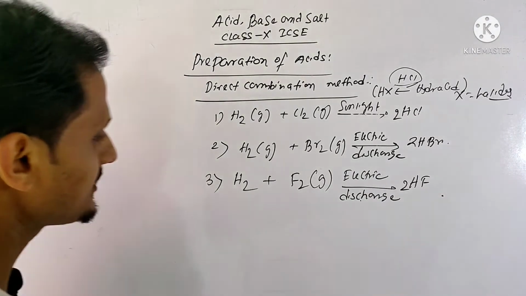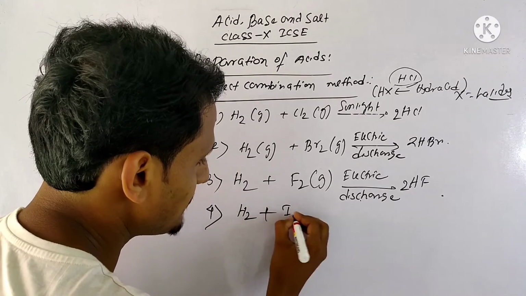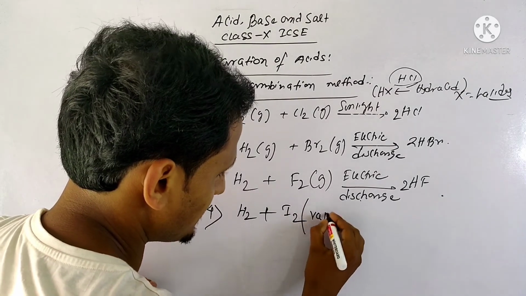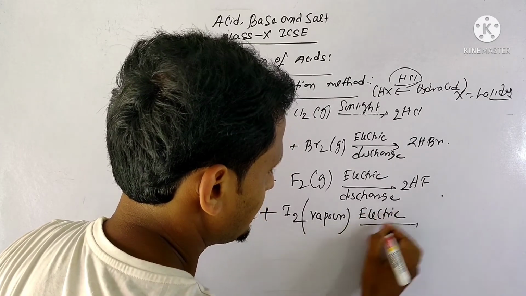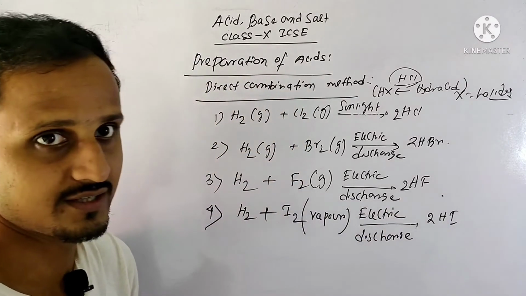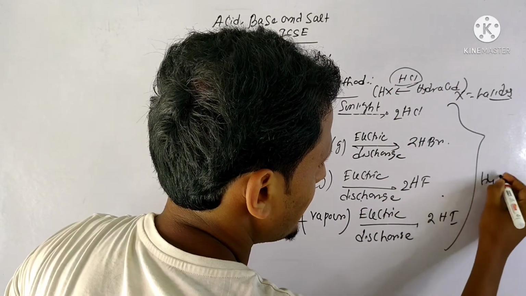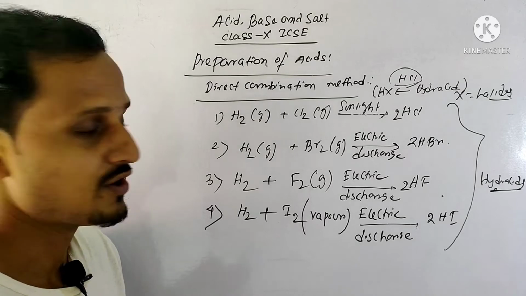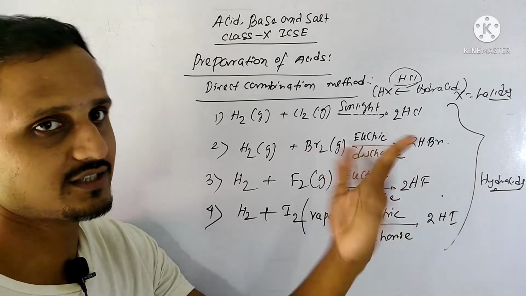Done. Next, hydrogen plus iodine, we can prepare HI also. This iodine is in vapor state. Electric discharge, we will get hydrogen iodide. Now we all know that these are all hydroacids, but among all these hydroacids, the acidity of HI is highest and HF is the lowest.